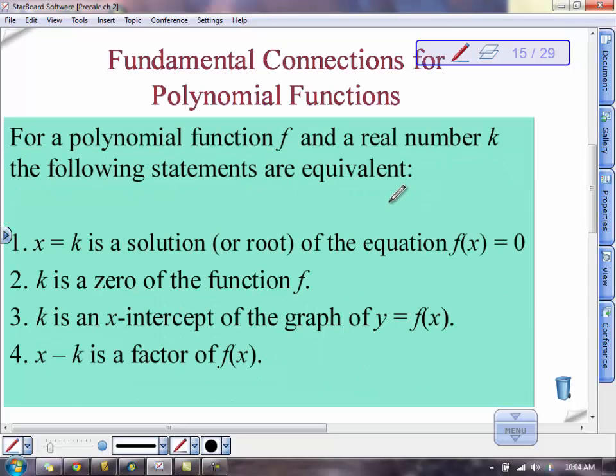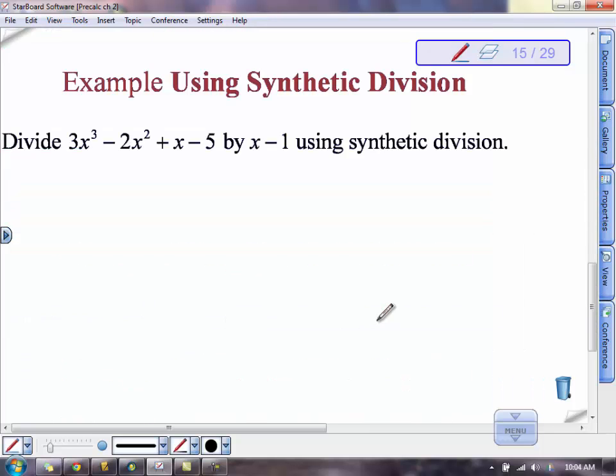Okay. Fundamental connections is something you also know, and that is, if x equals k is a solution or root to the equation, k is a 0 of the function. k is the x-intercept of the graph, and x minus k is a factor. All things you know.